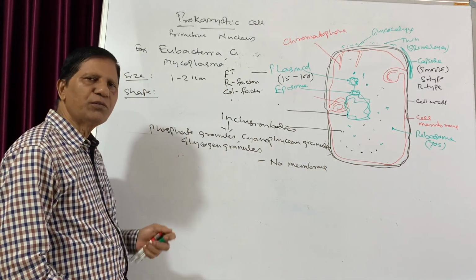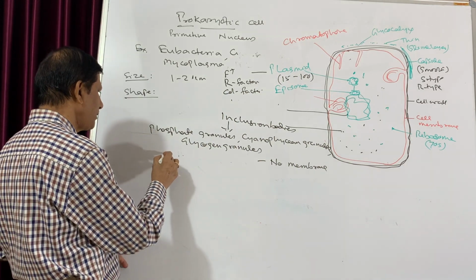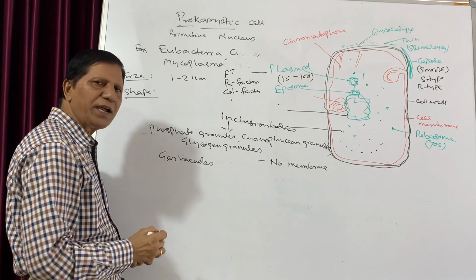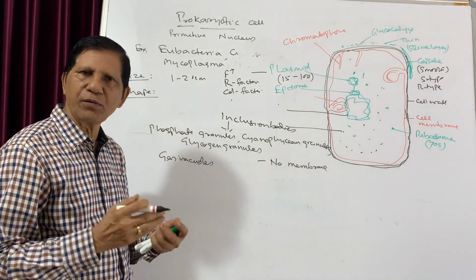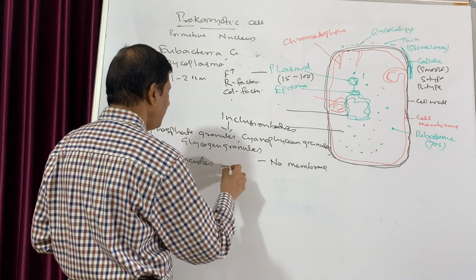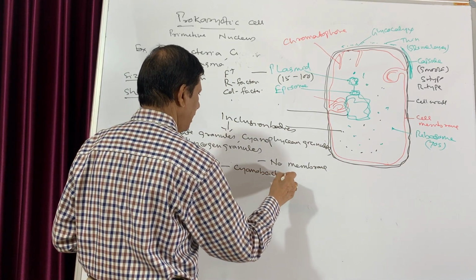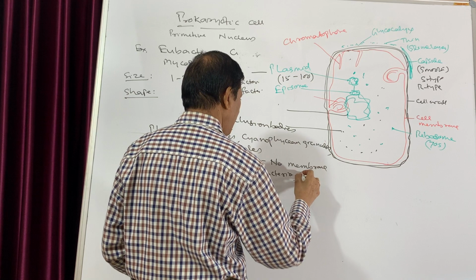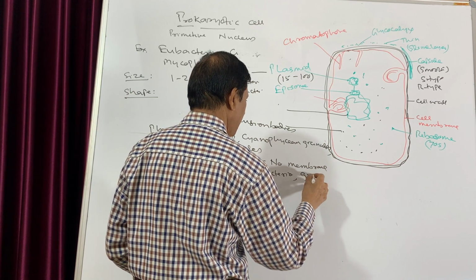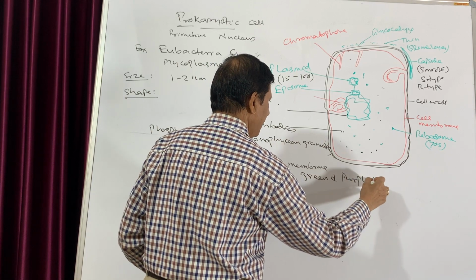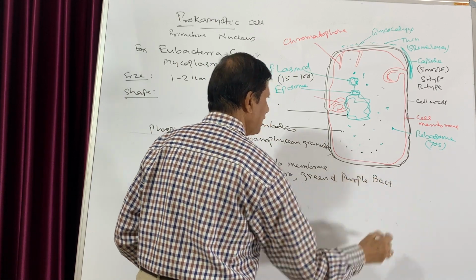And besides these inclusion bodies, sometimes you will also find gas vacuoles. But these gas vacuoles are usually present in aquatic forms, usually cyanobacteria, and also in green and purple bacteria. Usually the gas vacuoles are present.